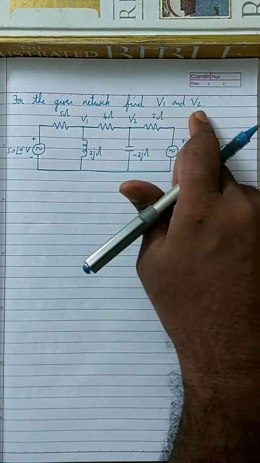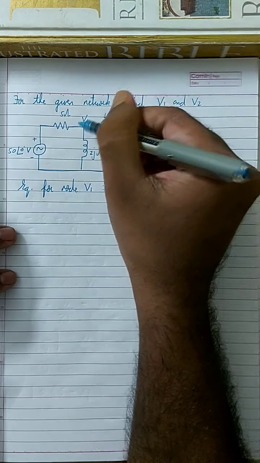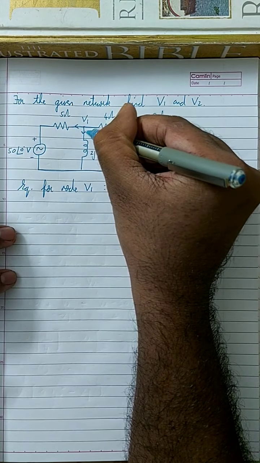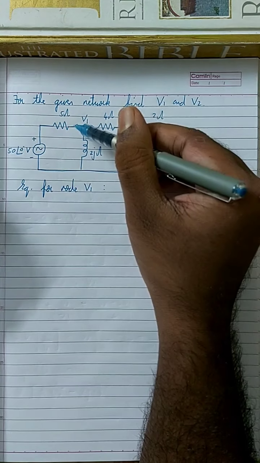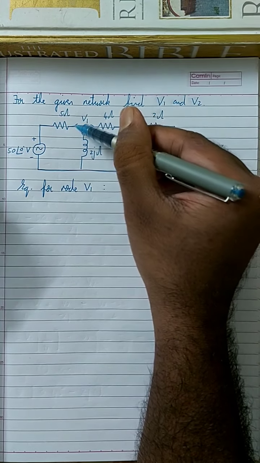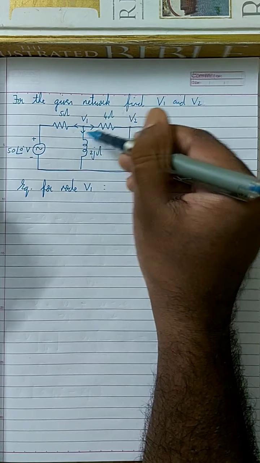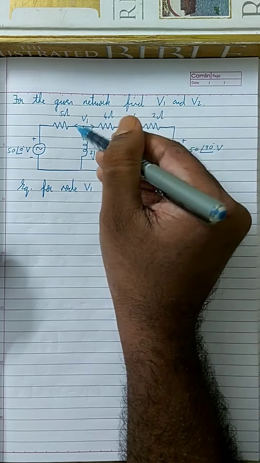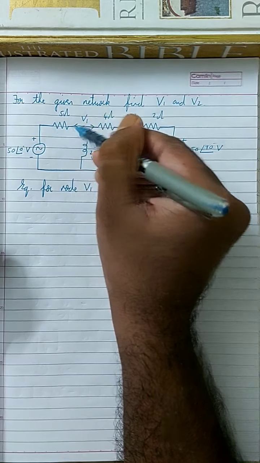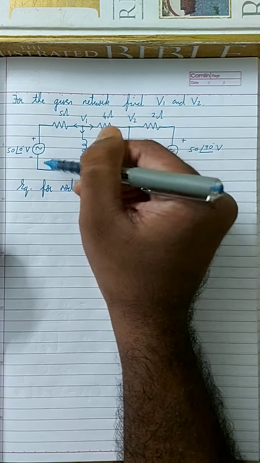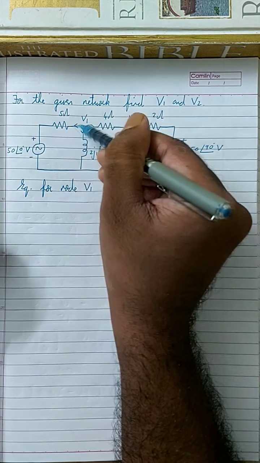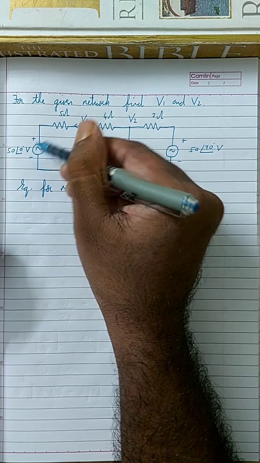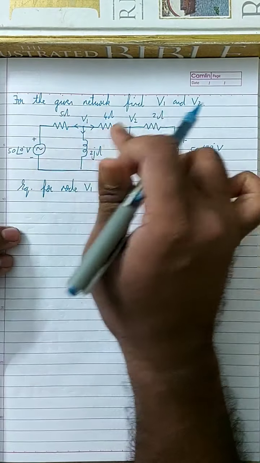So first I will write the equation for node V1. If you look at V1, there are three branches: 1, 2, 3. Assuming that all the currents are outgoing, all the currents are leaving the junction V1. So what is the name of the current flowing through this branch? Current flows from higher potential to a lower potential. So therefore the current through this branch is V1 minus 50 angle 0 by 5.